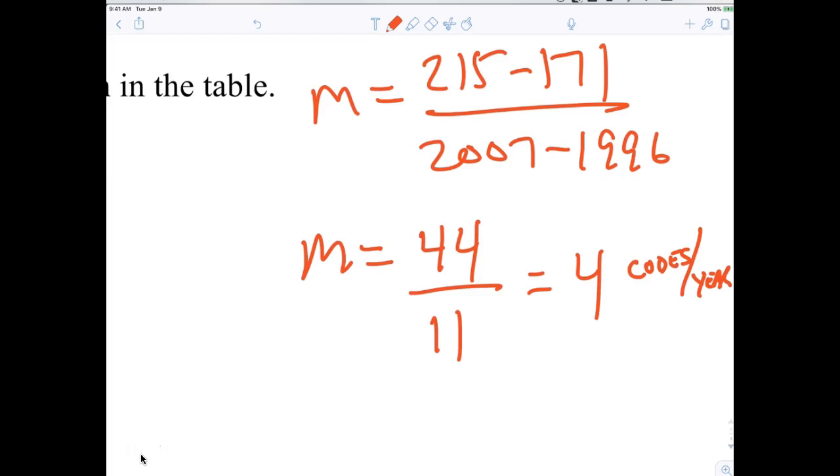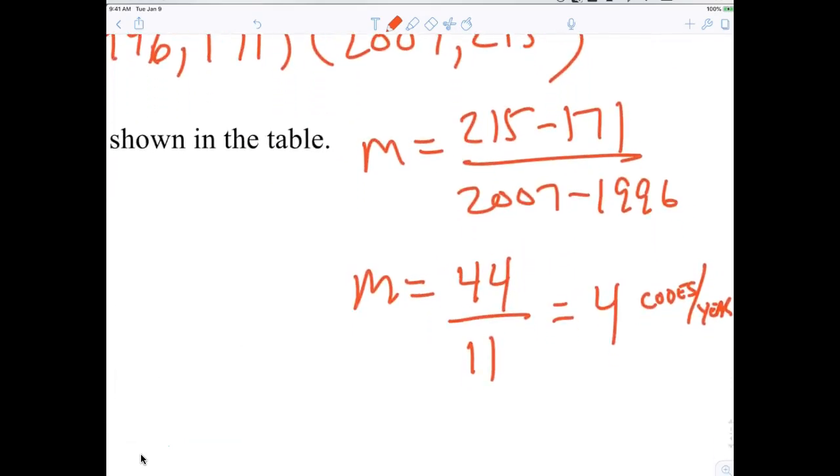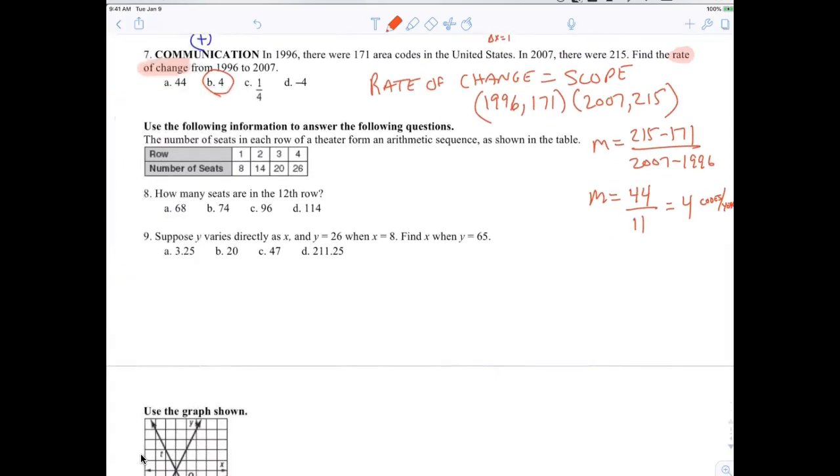Very important, guys. Yes, ma'am. If you do y2 minus y1 the other way, 171 minus 215, it doesn't matter. You would just get negative 44 over negative 11. Well, 2 negatives make a positive. You with me? Okay.